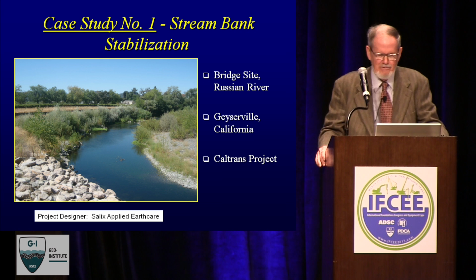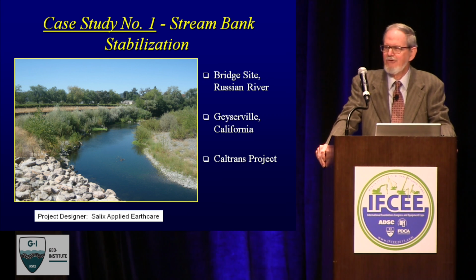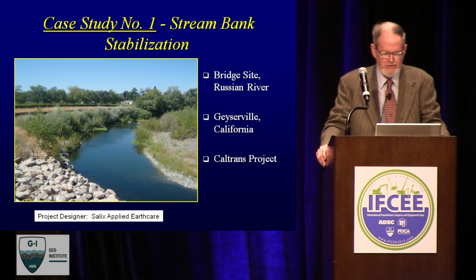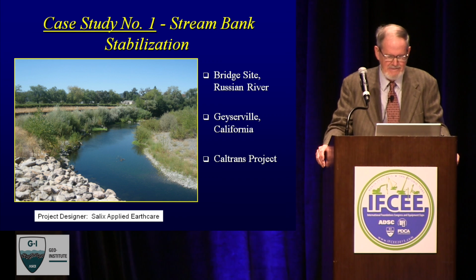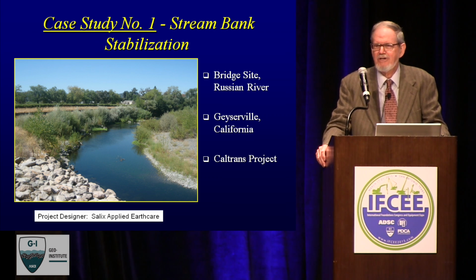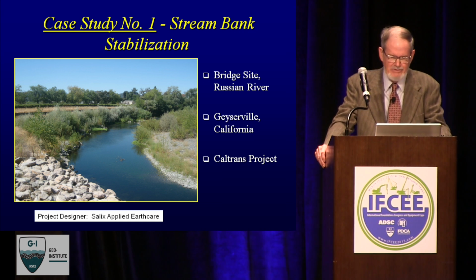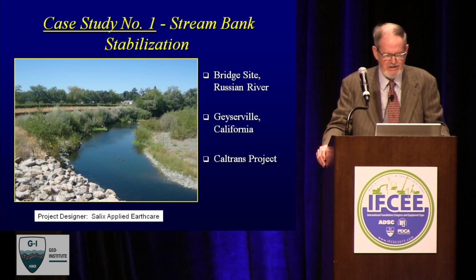Well, now on to some case histories where biostabilization was used to good advantage. The first case study is a stream bank repair and stabilization project on the Russian River in California. The client on this project was the Department of Transportation, or Caltrans. The principal consultant on the project and project designer was Salix Applied Earthcare in Redding.